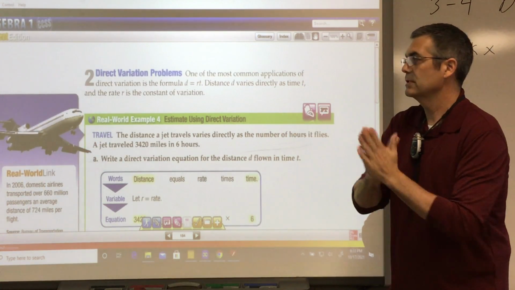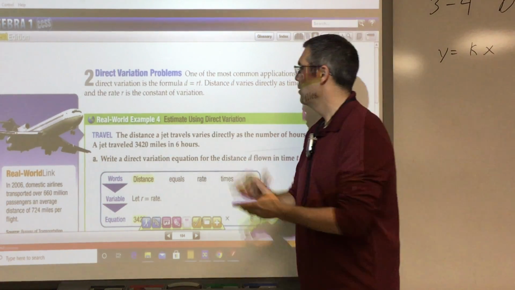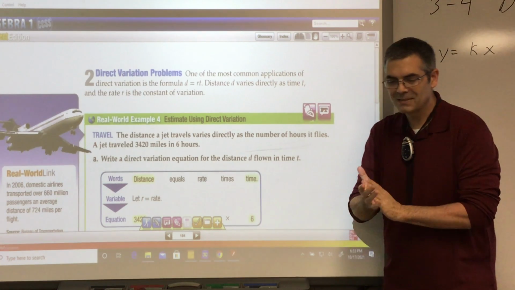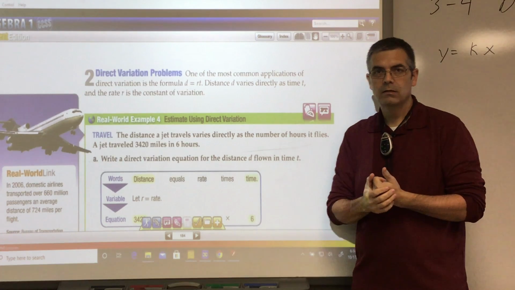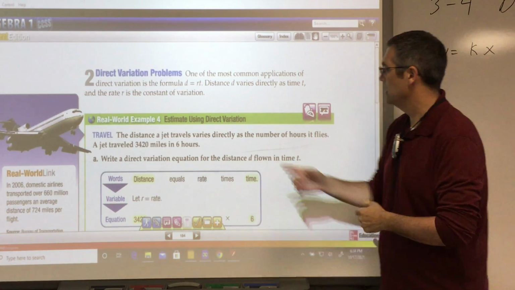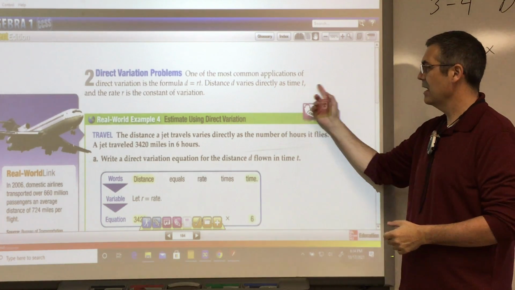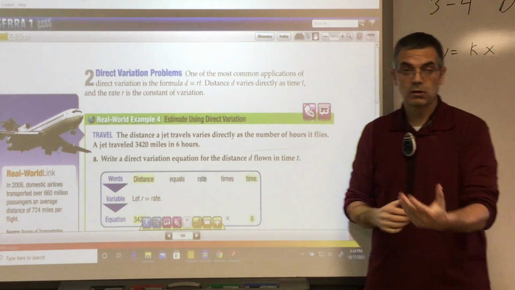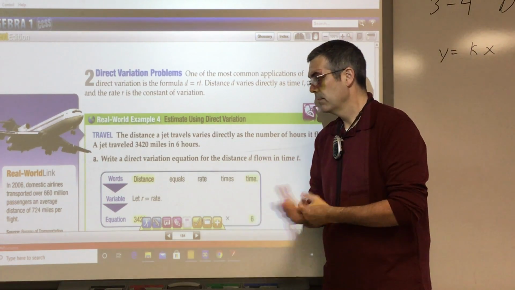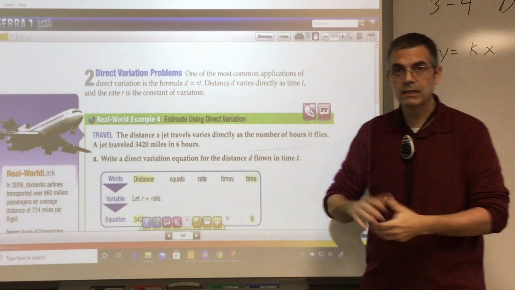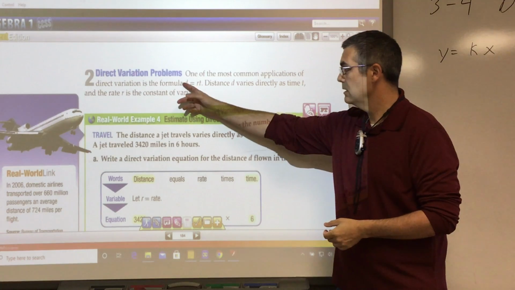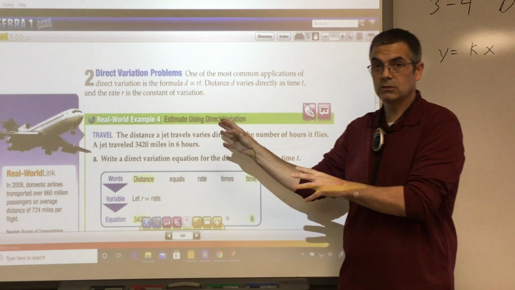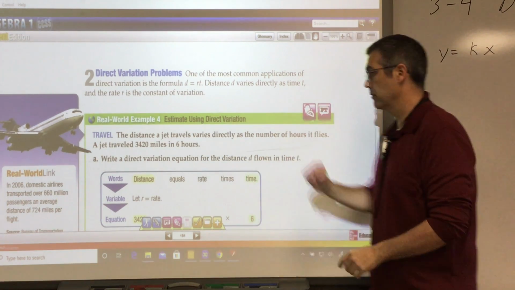All right, so where do we use this? One of the most common applications of direct variation is the formula d equals r times t. This is distance equals rate times time. Distance, D, varies directly as time, T, and the rate, R, is the constant of variation. So the rate is your constant of variation, or your slope, your constant of proportionality. T is time, D is distance. And you're going to see this again later on. This is the primary way that you're going to see direct variation, all right?